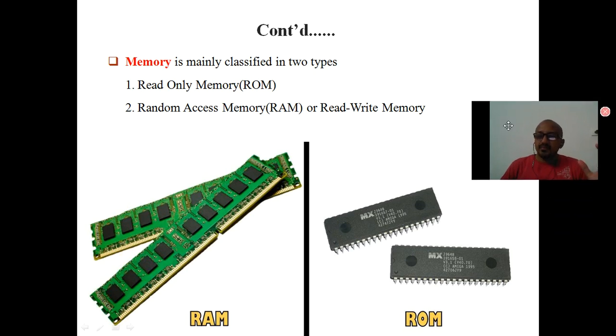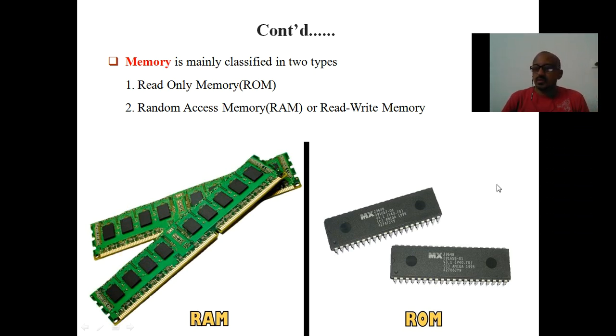The memory is mainly classified into 2 types. One, read only memory, that we usually refer to as ROM. And another one is random access memory, that we always refer to as RAM. Sometimes it's also called read write memory. The memory which is used to store the code is called ROM, as shown in the picture on this slide. And the memory which is used to store the data is called RAM.